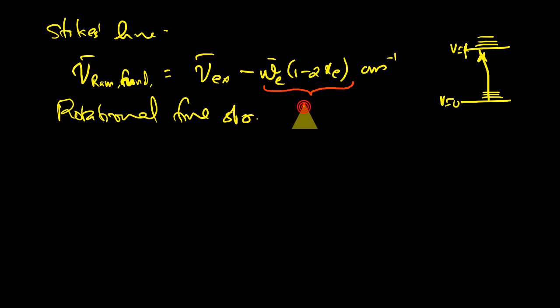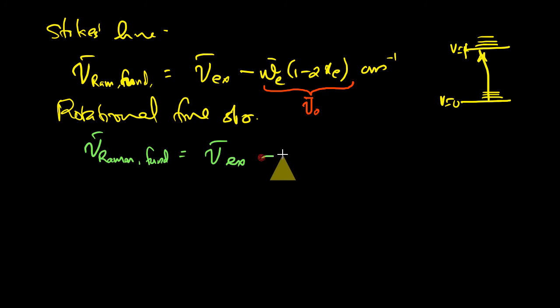So let me put this vibrational energy corresponding to the fundamental transition as ν̄0. This one corresponds to the fundamental transition. So we can write ν̄ Raman fundamental is equal to ν̄ exciting minus ν̄0, that is for the Stokes lines. And it will be further resolved due to rotation.